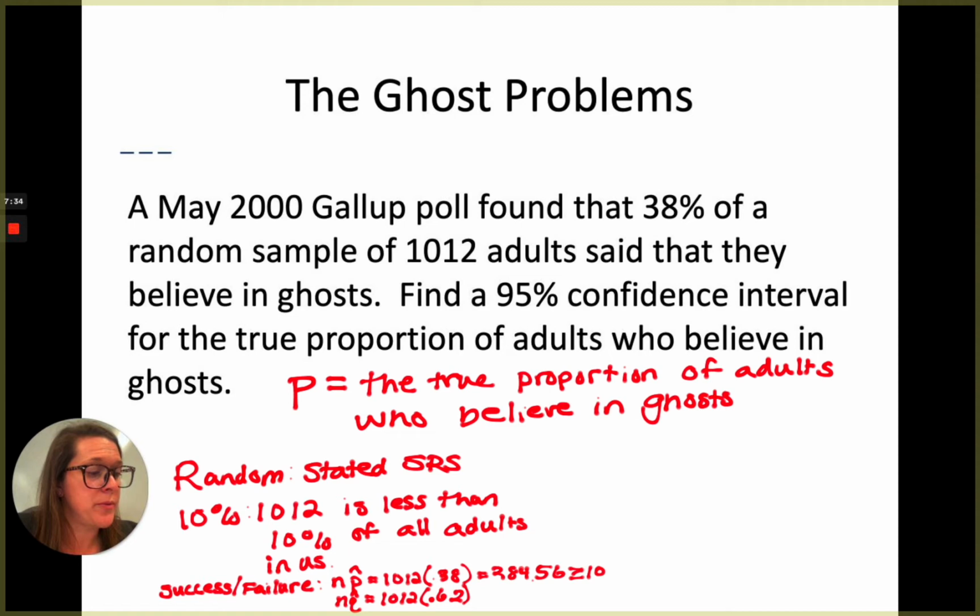If I could type it in right. 688. I could just subtract that from 1012 too. Okay, so they're definitely both greater than or equal to 10, right? 3, put that 3 in there. So then we're going to write a statement just like we have in the past with conditions met.